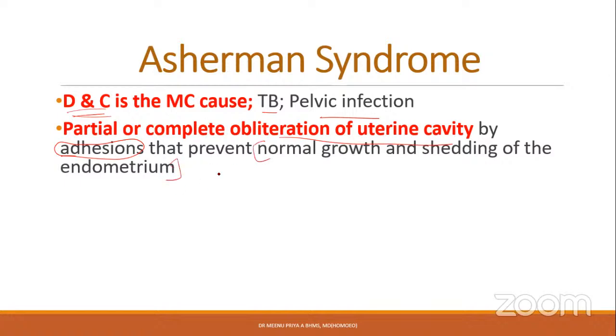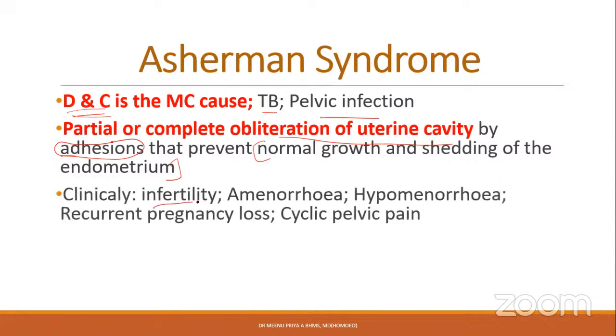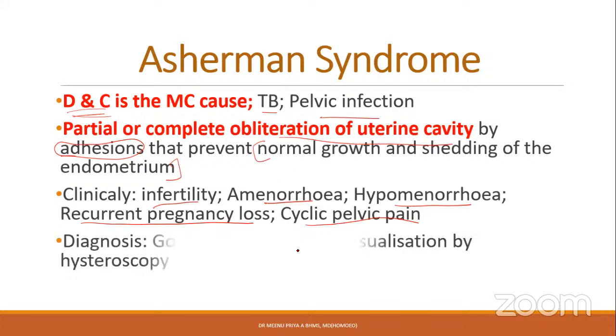So what is happening? No menses, no ovulation, no shedding. So what happens? Infertility. Clinically there is infertility, amenorrhea, no endometrium shedding so no menses, hypomenorrhea, and recurrent pregnancy loss. The endometrium is not able to grow and support and implant the fetus, so there is recurrent pregnancy loss or abortion. And cyclic pelvic pain. Why? Because there is adhesion and the endometrium is trying to grow, and that causes pain.